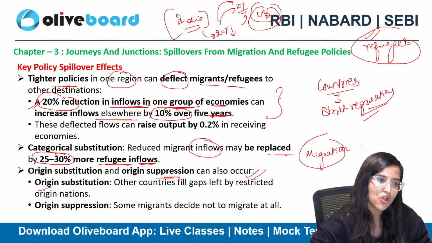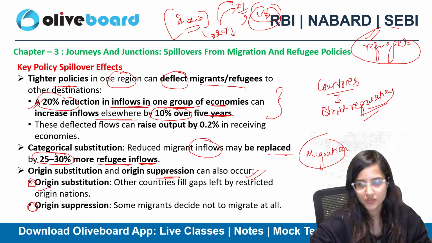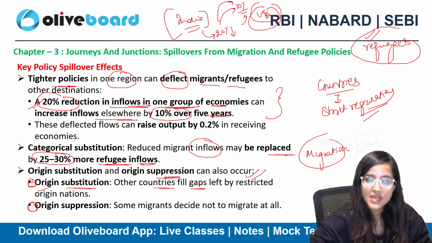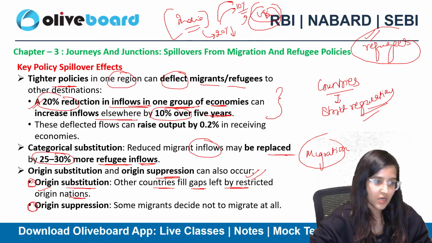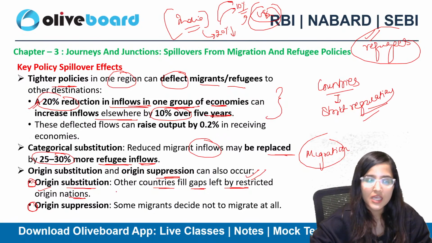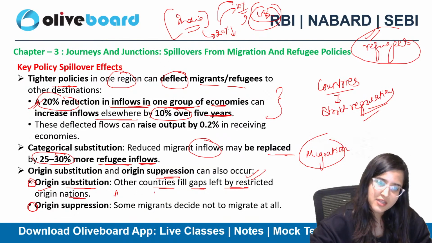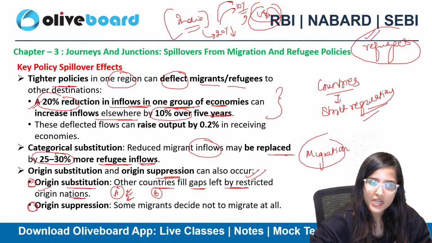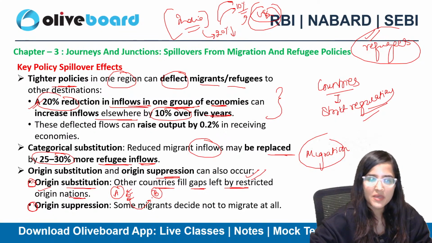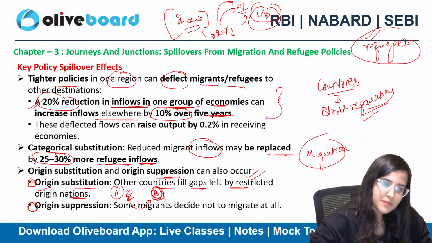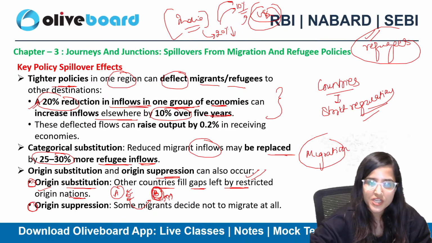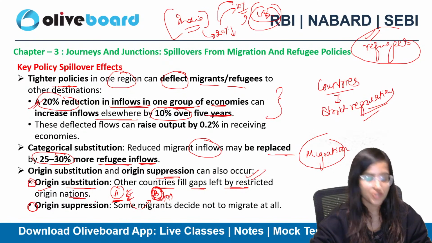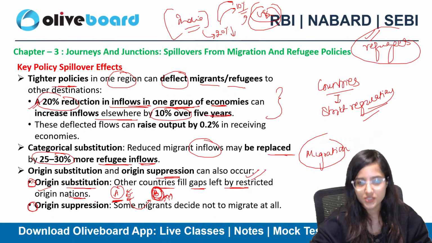We need to understand the meaning of origin substitution and origin suppression. ठीक है, तो origin substitution क्या है? Other countries fill gaps left by restricted origin nations. इसका क्या मतलब है कि फॉर एग्जाम्पल देर इज कंट्री ए, देर इज कंट्री बी. ए ने रिस्ट्रिक्ट कर दिया रेफ्यूजीज आना हमारी कंट्री में, तो ये डिफ्लेक्ट होके किसके पास गए? बी. अब बी बेचारे क्या करे? बी को रखना ही पड़ते हैं इन रेफ्यूजीज को, यानी कि कुछ कंट्रीज फिल करती हैं गैप्स जो ऐसी कंट्रीज छोड़ देती हैं बिकॉज ऑफ दिस टाइट पॉलिसीज.